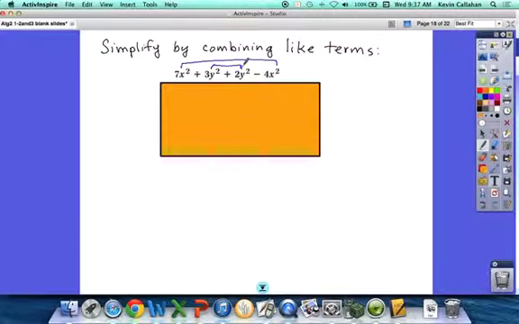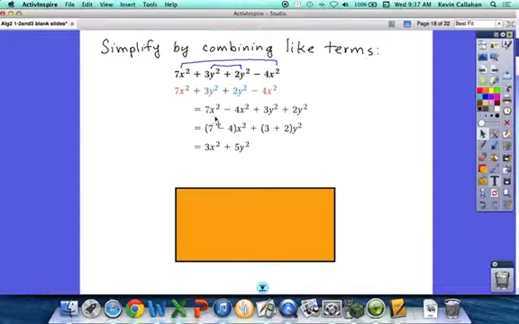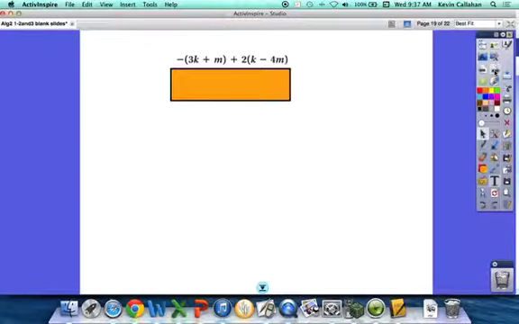Okay, how many x squareds do you have? How many? 7x squared minus 4x squared. Right, 7x squared minus 4x squared is 3x squared. How about 3y squared plus 2y squared? 5y squared. Right, how about that one?